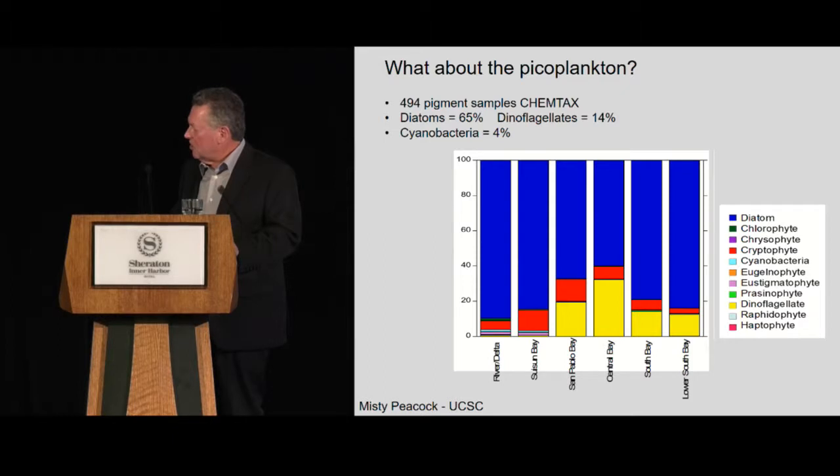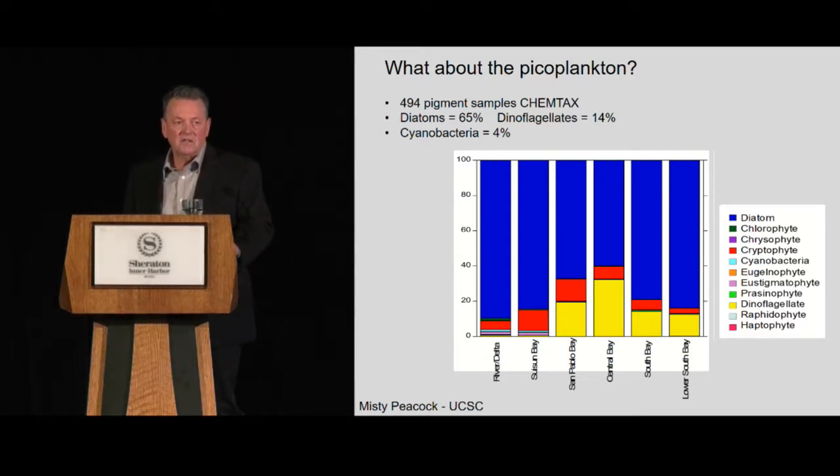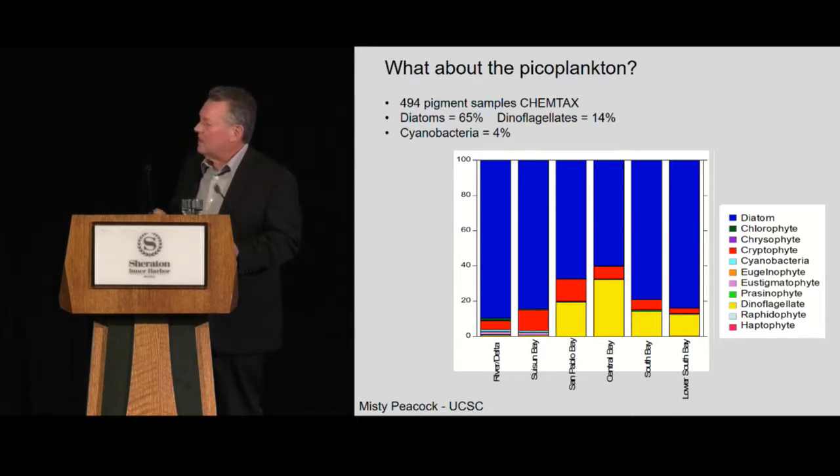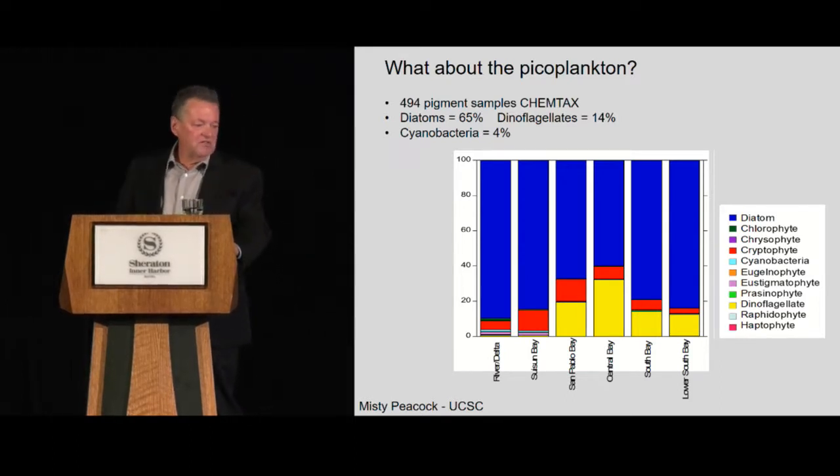And these are results showing the relative contributions of the different algal groups on the basis of their diagnostic pigments. Each of these bar graphs represents a different geographic region in San Francisco Bay. These are the results of analyses of almost 500 samples for pigments, analyzed by Chemtax by Misty Peacock when she was a postdoc at Santa Cruz with Raphe Kudela. The bottom line is that it gives a very similar result to the light microscopy. That is that 65% of the chlorophyll concentration was contributed by diatoms, 14% by dinoflagellates, and only 4% by cyanobacteria.